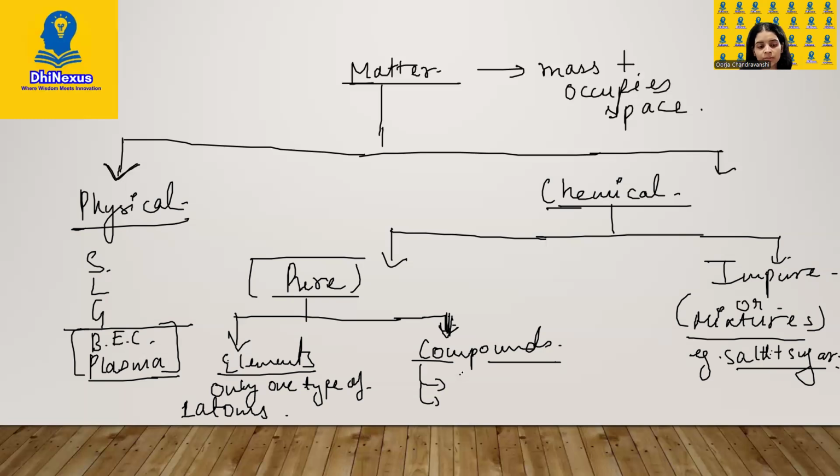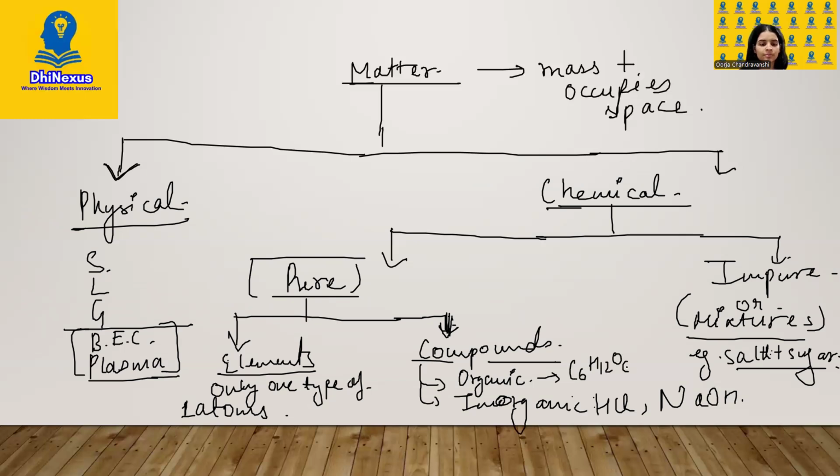And compounds can be of two types. You can have organic or inorganic compounds. Inorganic compounds are everything that we think of when chemistry comes to our mind, like HCl, NaOH. Organic is what we're made up of, or like the food that we eat. So glucose, for example, C6H12O6. This is an organic compound.